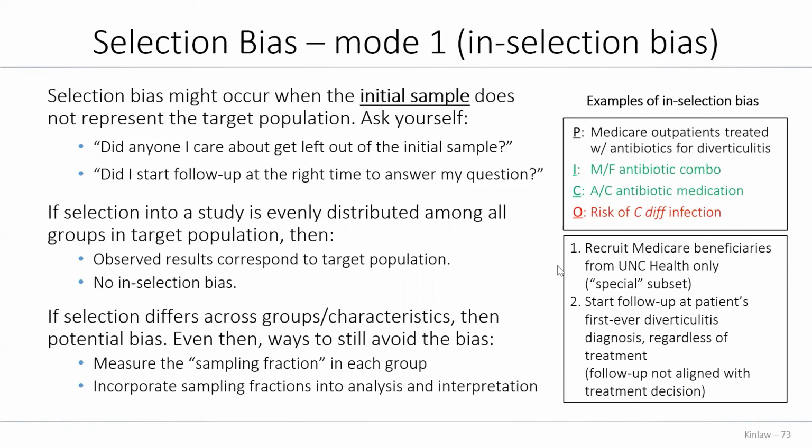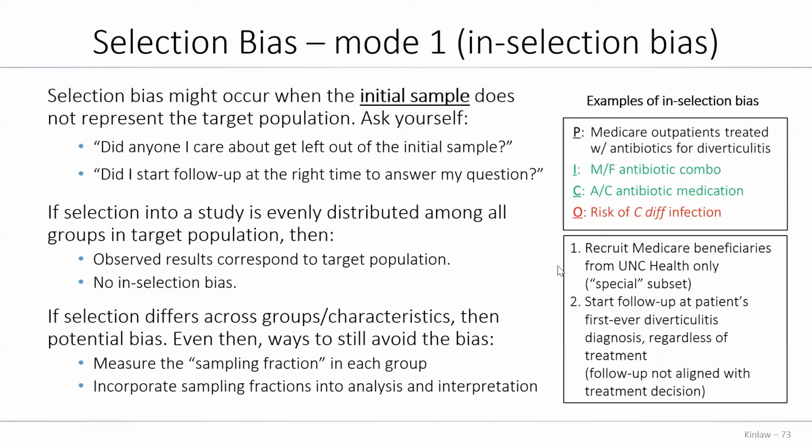If selection differs across groups of people in the population, then there's potential for bias. If those differences are measured, then the study design and analysis can be tweaked to correct for those differences in selection so that there's no selection bias.